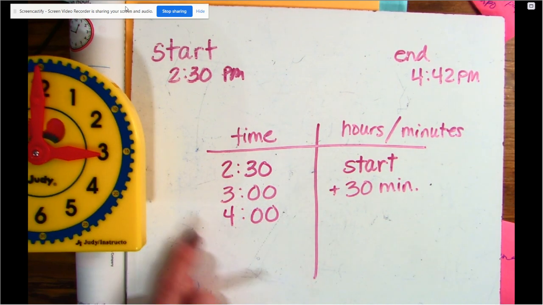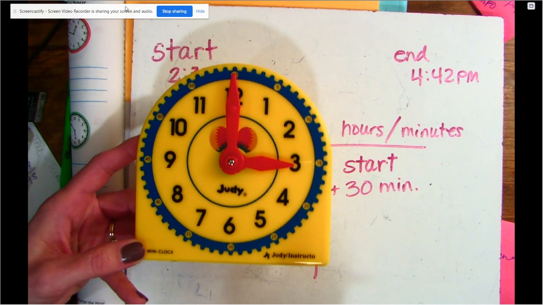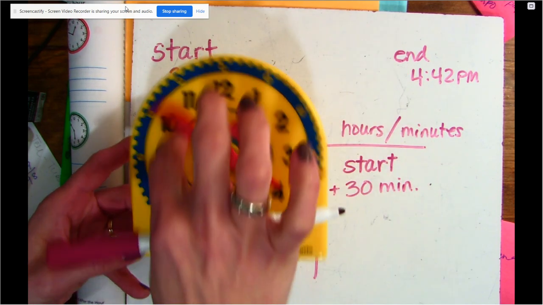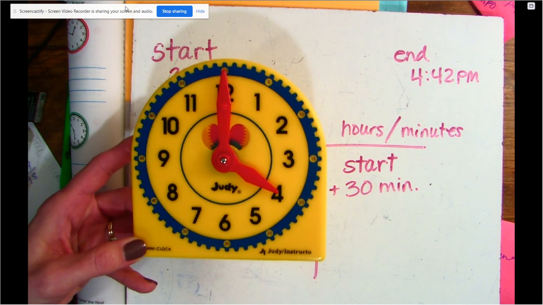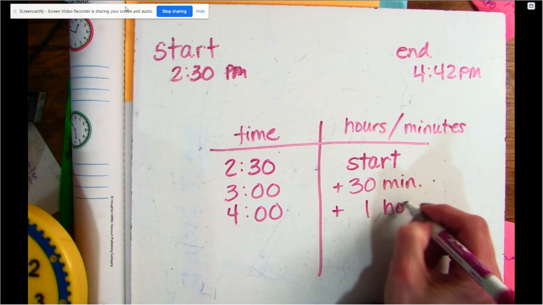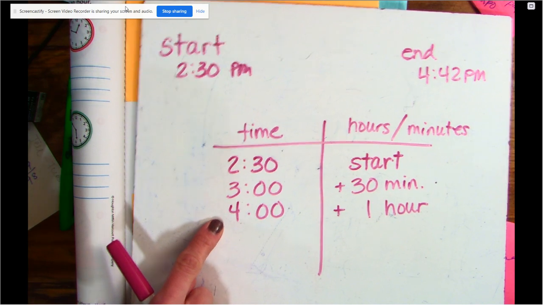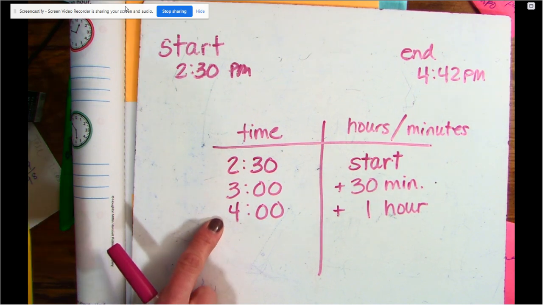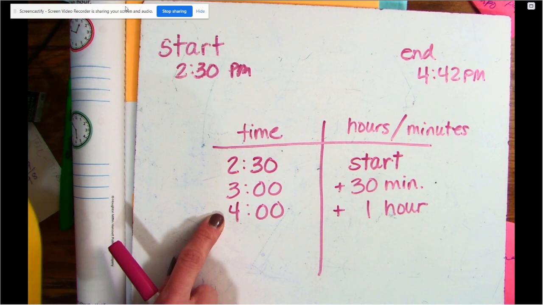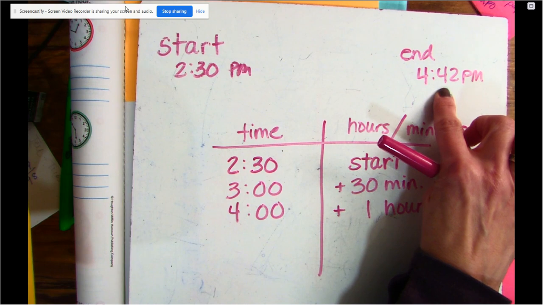So how much time has passed between 3 o'clock to 4 o'clock? Here's 3 o'clock. If I go to 4 o'clock, how much time is that? That's 1 hour. I'm going to write plus 1 hour. Right? I went from 3 o'clock to 4 o'clock. I like to go in chunks of like 5 minutes, right? Or half an hour. Can I go from 4 to 4:30 without passing 4:42? I sure can.